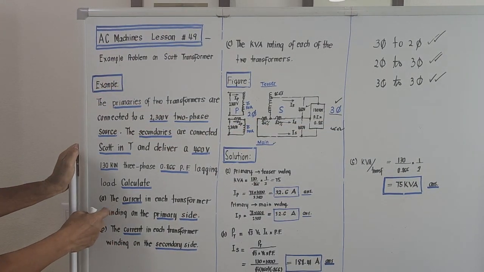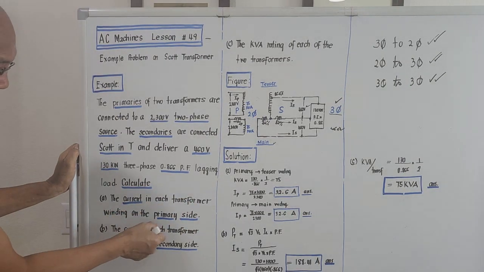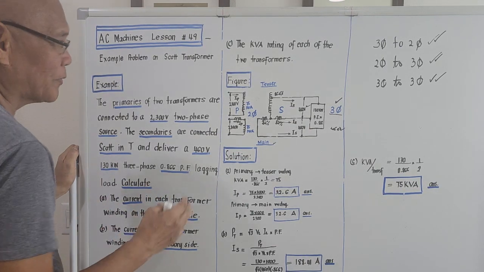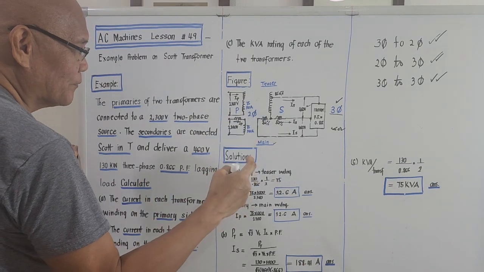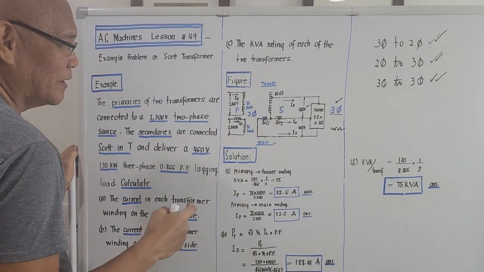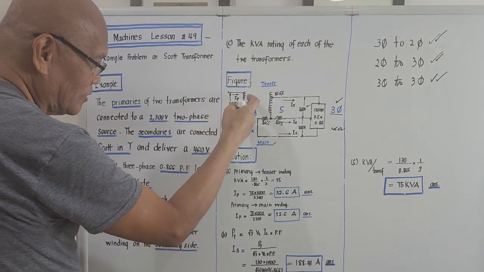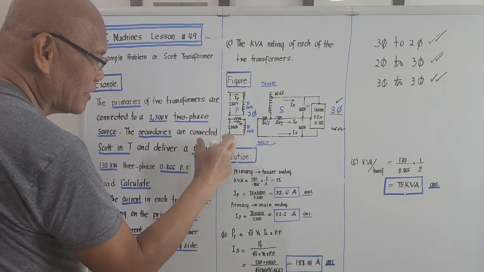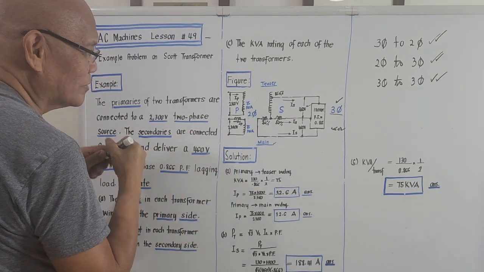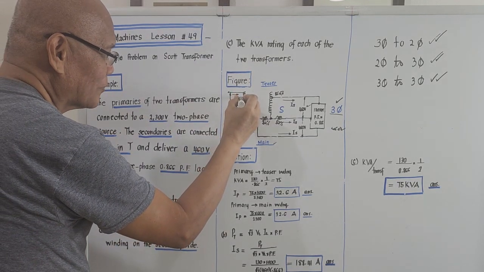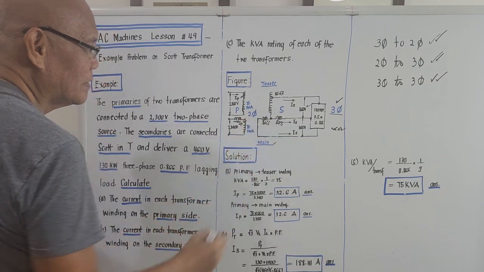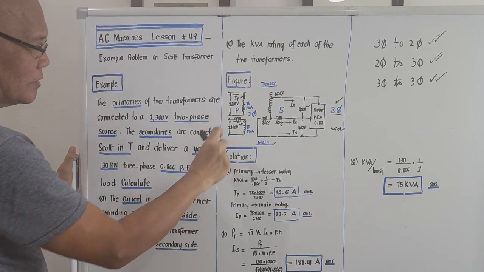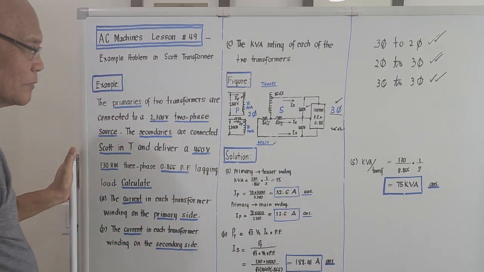Calculate A, the current in each of the transformer windings on the primary side. On the primary side, there is the primary teaser winding and the primary main winding, and the problem is asking what will be the current on the teaser winding on the primary side, and what will be the current on the primary side of the main winding. So this is what we are looking for, I_P and I_P here. The configuration is something like this. This is 2300, this is 2300.